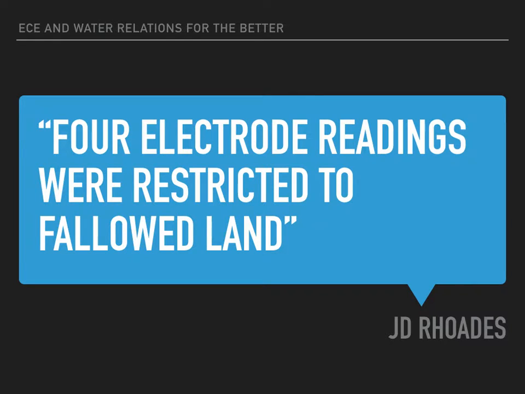Four electrode readings were restricted to fallowed land by J.D. Rhodes. This is one of the quotes within the article itself, stating how J.D. Rhodes and her colleagues looked at fallowed land, which is land not used until the next season for farming, meaning no vegetation was there, nothing was there. The soil is still present, but not being used currently for farming.